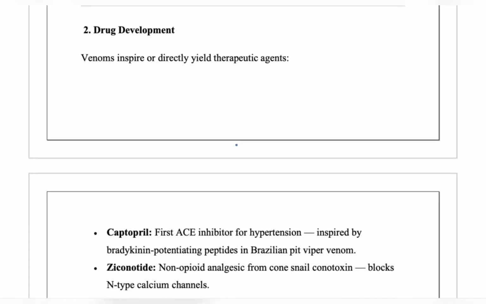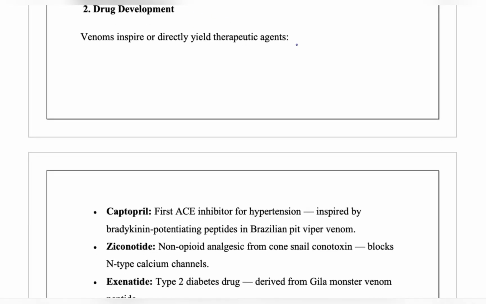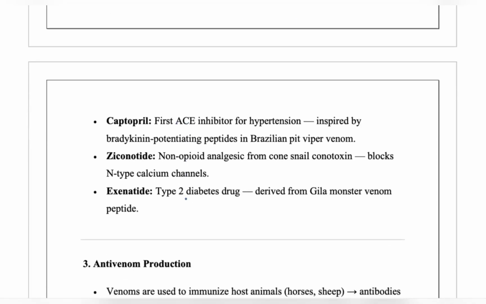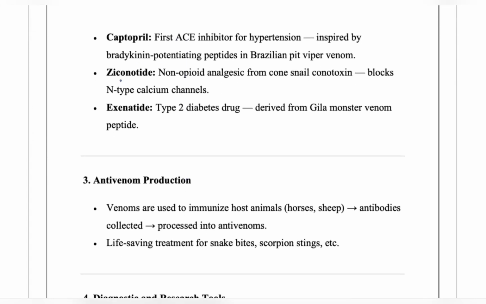Then drug development. Venom basically inspires therapeutic agents. Some examples are captopril, ziconotide, and exenatide. So these three are examples. Captopril is the first ACE inhibitor for hypertension, right? So this is something which we can use in pharmaceuticals. It is inspired by the bradykinin potentiating peptides in the Brazilian pit viper. So they studied the Brazilian pit viper venom, found the bradykinin potentiating peptide, and then developed this particular drug, captopril.